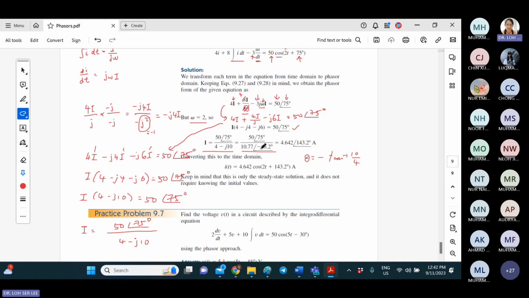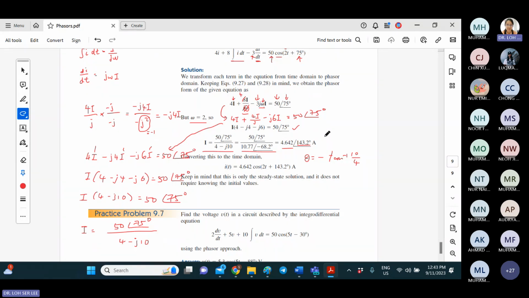Okay, so this is division. So 50 divided by 10.77, you get this. 75 minus negative 68.2. Minus, you get a plus. That's why you get this for the phi. So this is your phasor.